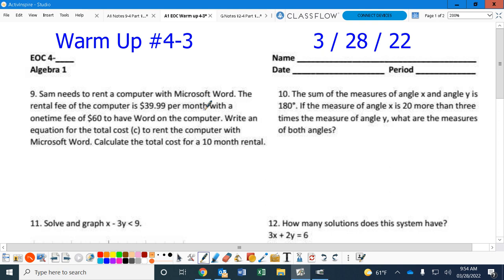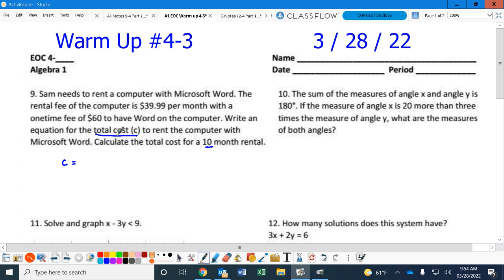It says Sam needs to rent a computer with Microsoft Word. The rental fee for the computer is $39.99 per month, with a one-time fee of $60 to have Word on the computer. Write an equation for the total cost. C, guys, they're telling you this is the total cost. They're saying use C, so C equals. They're giving you the information about what to call the variable. To rent the computer with Microsoft Word, calculate the total cost for 10 rental months.